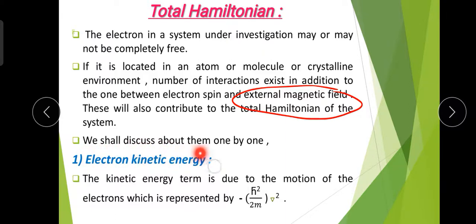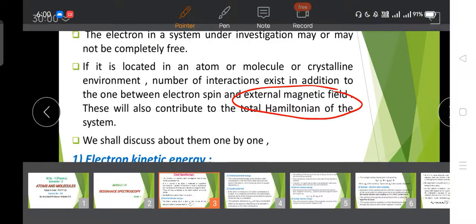So we shall discuss them one by one. The first one is the electron kinetic energy. Similarly we have other energies like the internal potential energy. Next one is the crystal potential energy. After that, the electron Zeeman energy and the nuclear Zeeman energy. Next one is the nuclear electron spin coupling. After that we have other interactions. That means if we consider all those interactions, still we have other interactions, and they also contribute to the total Hamiltonian of our ESR spectra.